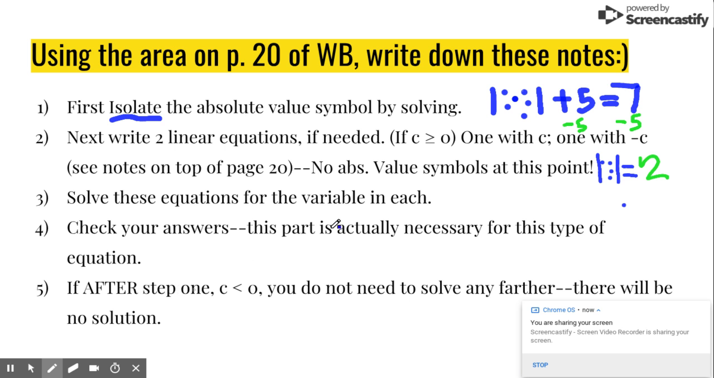So after step 1, when you have this absolute value symbol isolated right here with some number, if c is less than 0, before you write your own equations, you don't have to go any further because the absolute value can never be negative. Therefore, there would be no solution, as we mentioned in class as well.